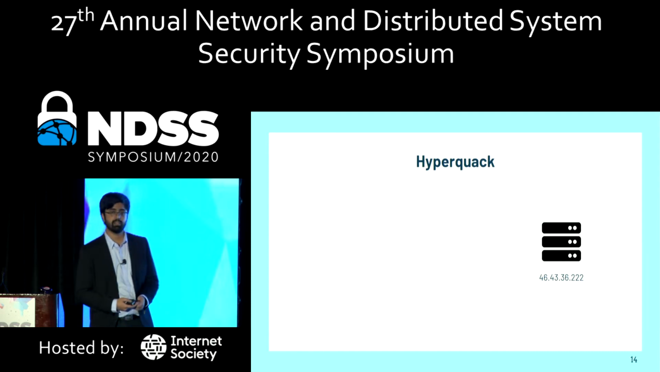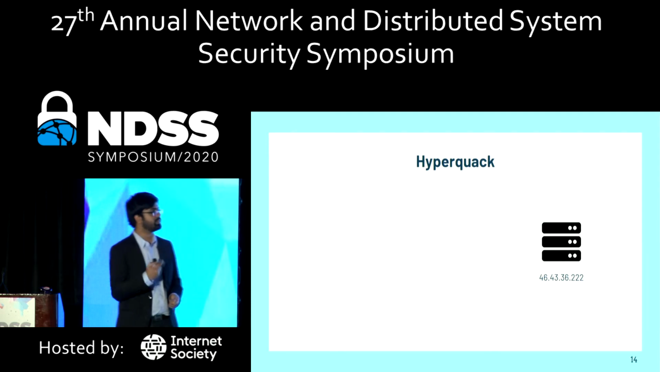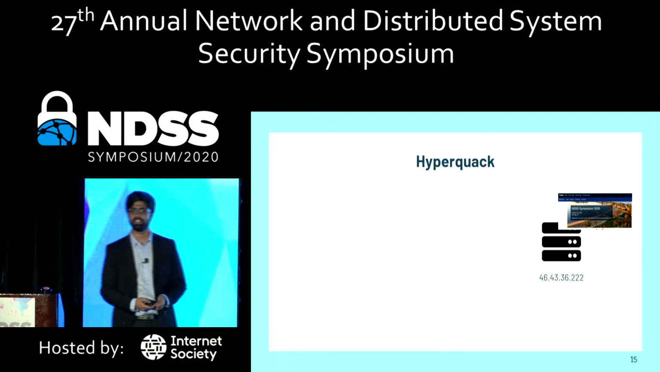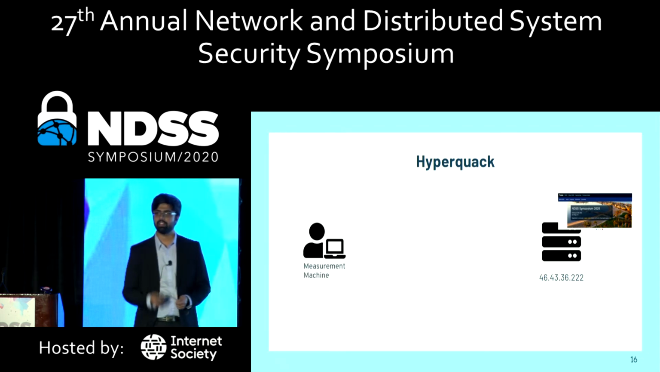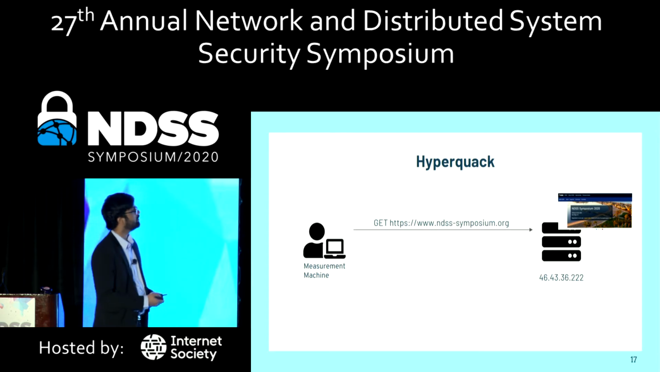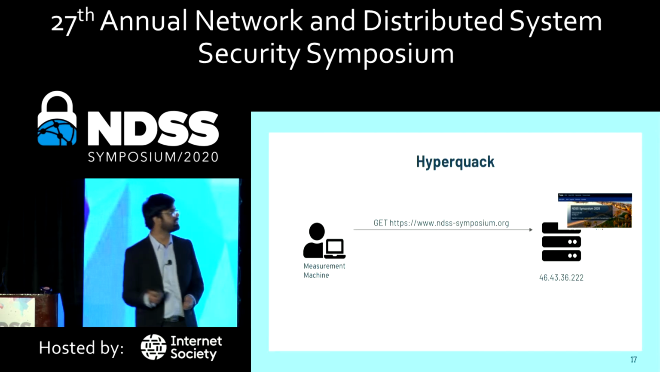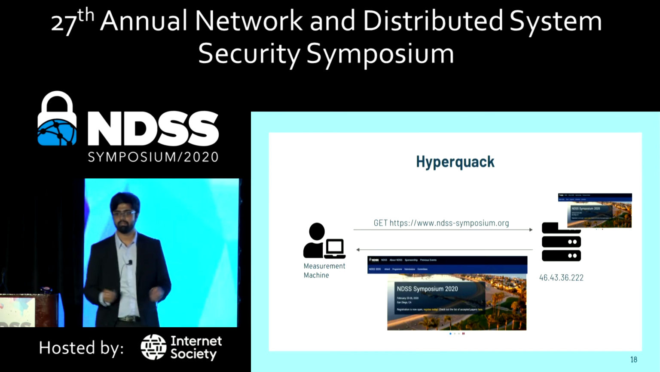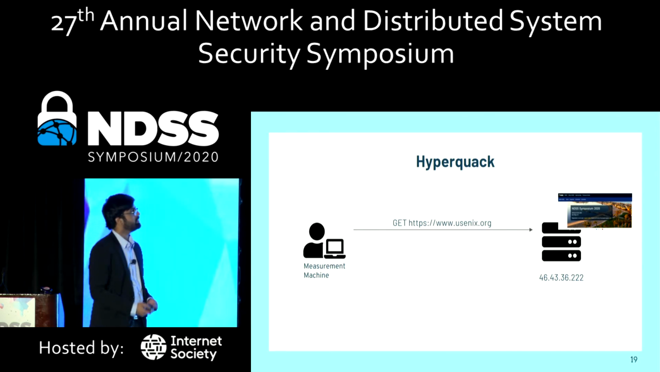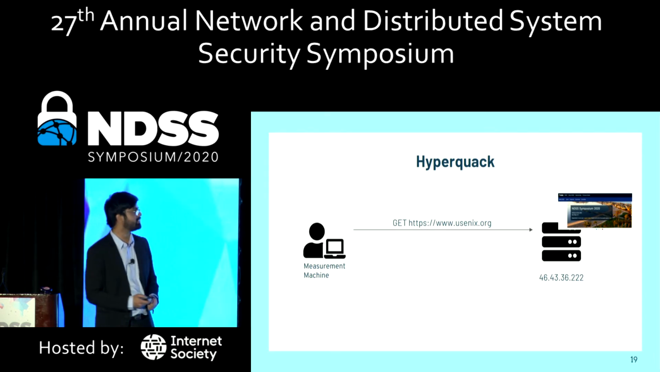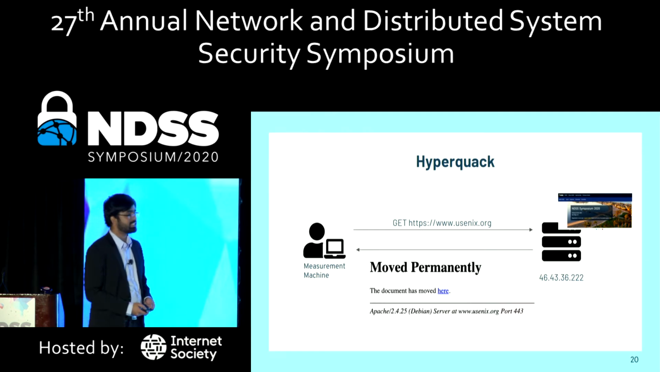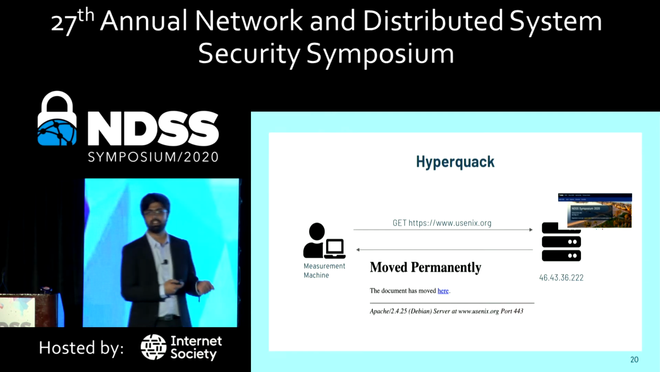Let's consider the server somewhere in the United Kingdom. This is actually the server that hosts the NDSS website. Now, from our measurement machine at the University of Michigan, if we ask the server for the NDSS homepage, it is able to recognize this request and send back the correct response. So it's all fine. But instead, what if we ask for the Usenix website? The server doesn't recognize this request, and it's like wrong conference. So it just sends back an error page. Now, this is just a standard error page from Apache.